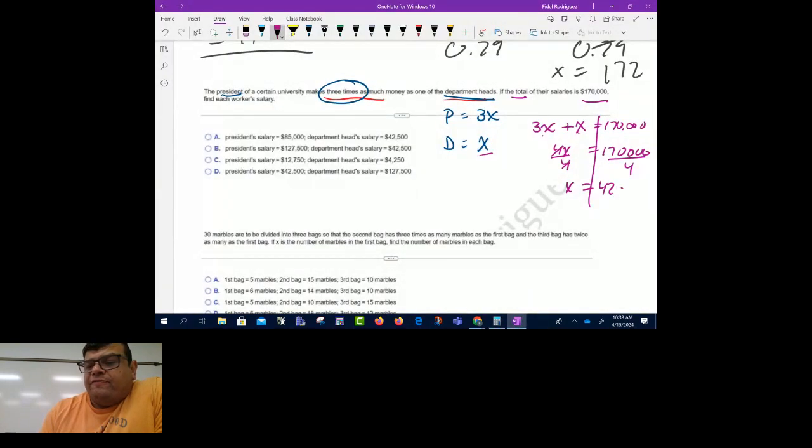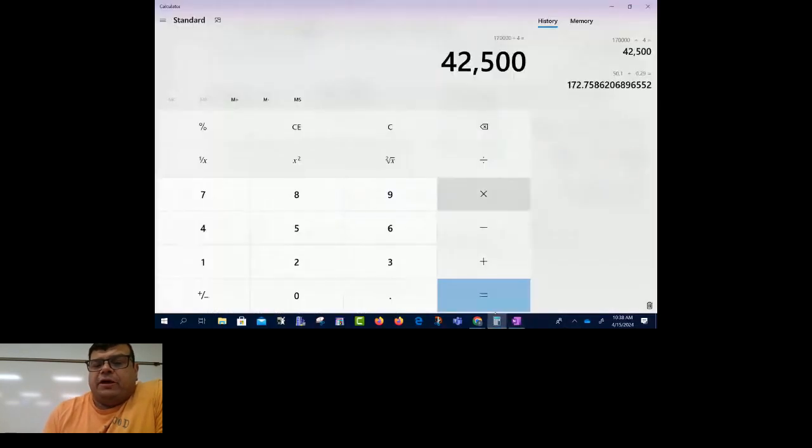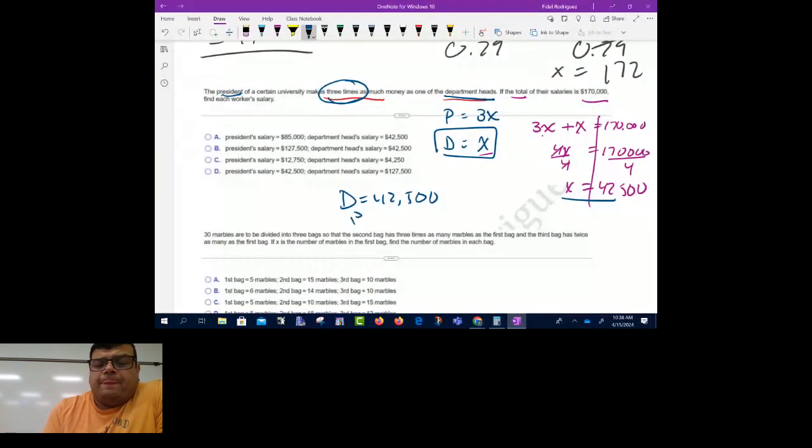Okay, so 42,500. Now, I need to know what letter here, y'all, stands for X, right? Look, the department head. So the department head, y'all, makes 42,500. Now, remember, the president makes 3 times that amount, right? So look, y'all, I'm going to multiply it by 3. President makes 127,500. So y'all, I'm going to come back over here and I'm going to say, look, it looks like choice B. President is 127,500 and the department head is 42,500.